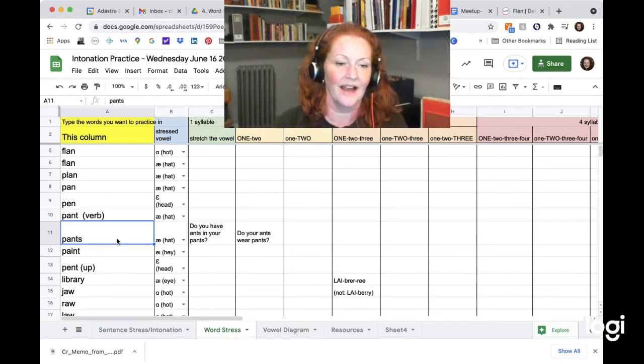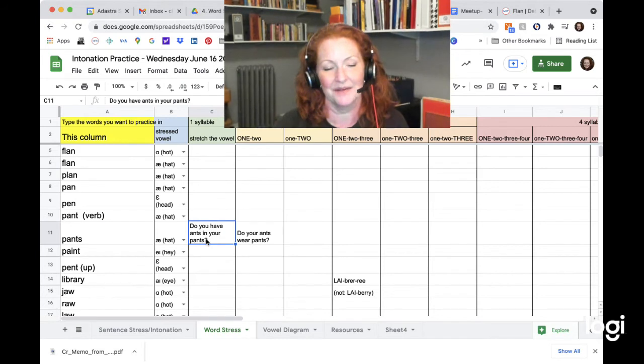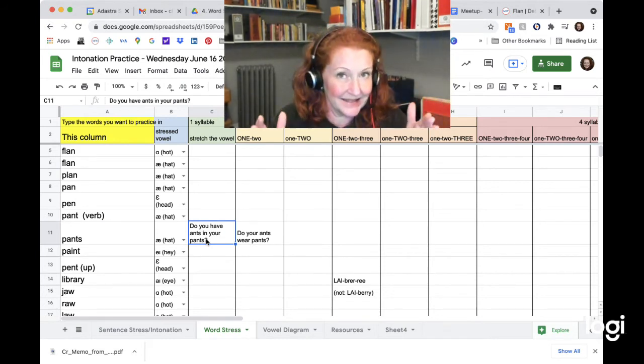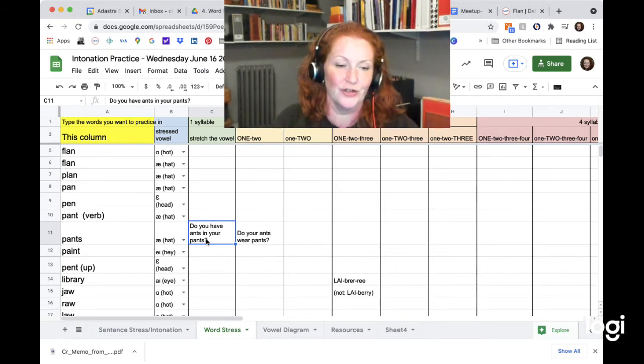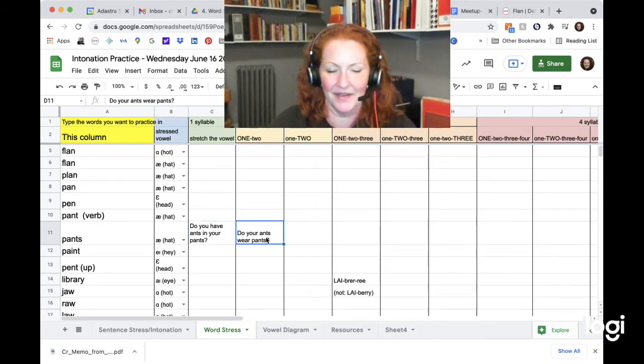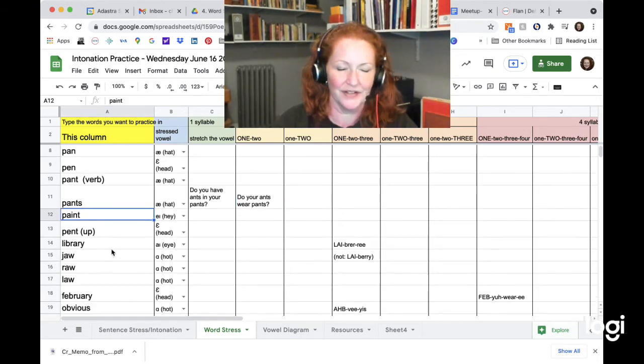And then I put here ants because it reminded me, when kids can't sit still, we might ask them, "Do you have ants in your pants?" And then I was just joking. Do your ants wear pants? But it's fun to say. Ants in your pants?